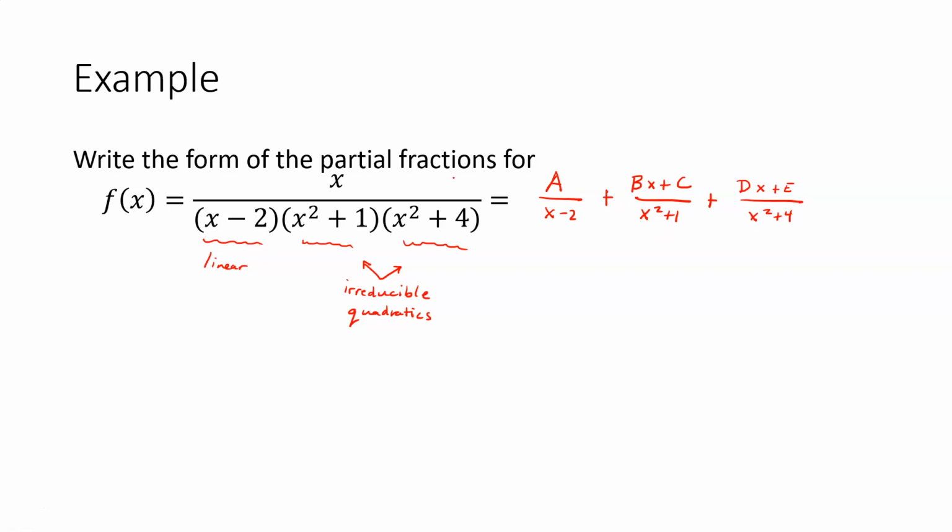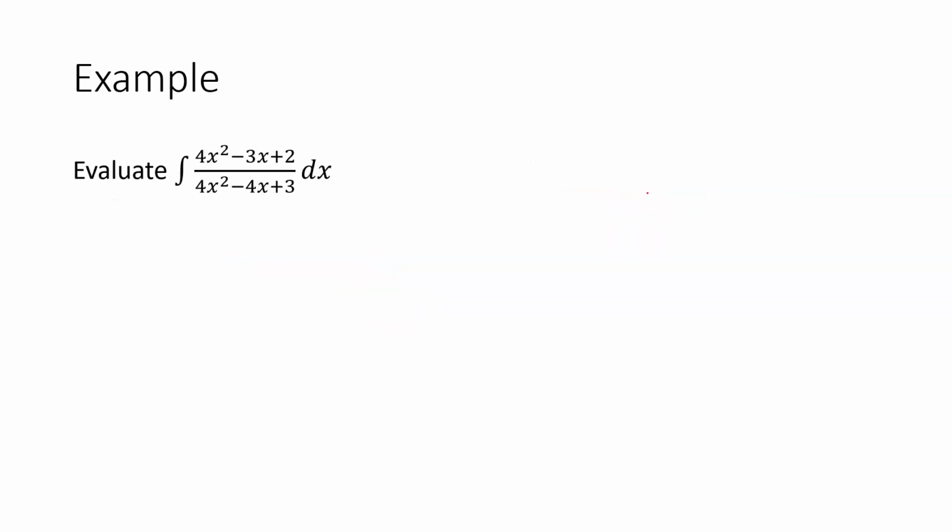So we should always look out for this when they're irreducible quadratic, making sure that we have the right form of the partial fractions. Let's try it out with an example. Again, what I notice here is this is not proper. It's improper, right? You can see that the degree of the numerator and the degree of the denominator are equal, so that means it's improper. So we have to do long division first.